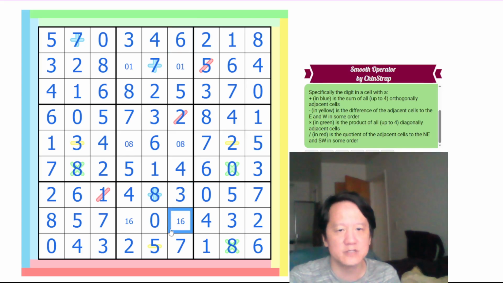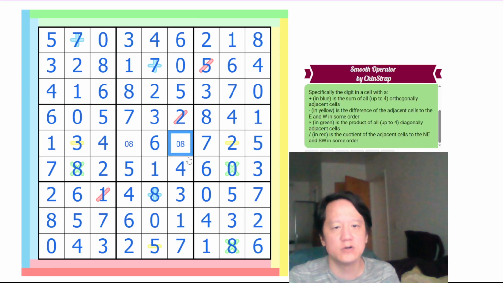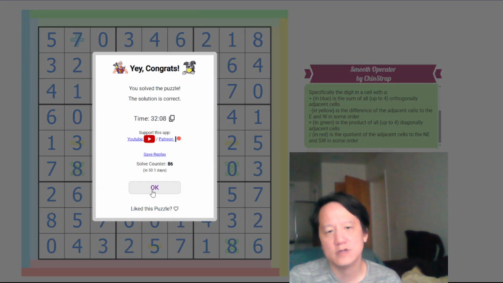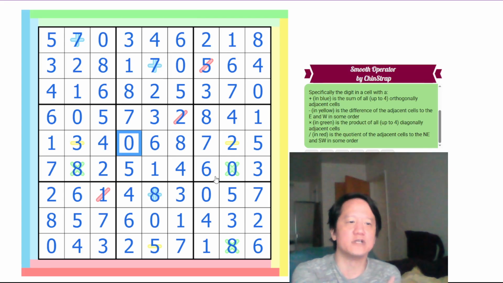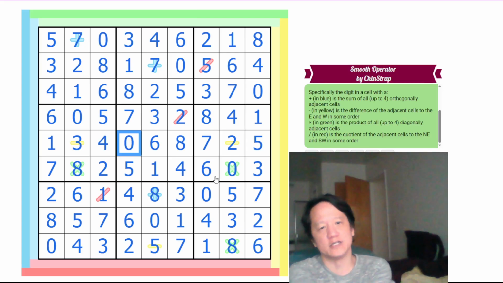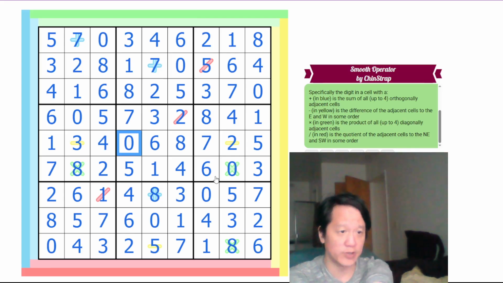Which eliminates 6 here, so it's 1 and 6. 1 eliminates 1 here, so it's 0, 1. 0 eliminates 0 here, so it's 8 and 0. And that's a solution. Pretty cool, actually. It's interesting how these operators work, especially with 0 through 8. There's certain limitations that 0 through 8 imposes.